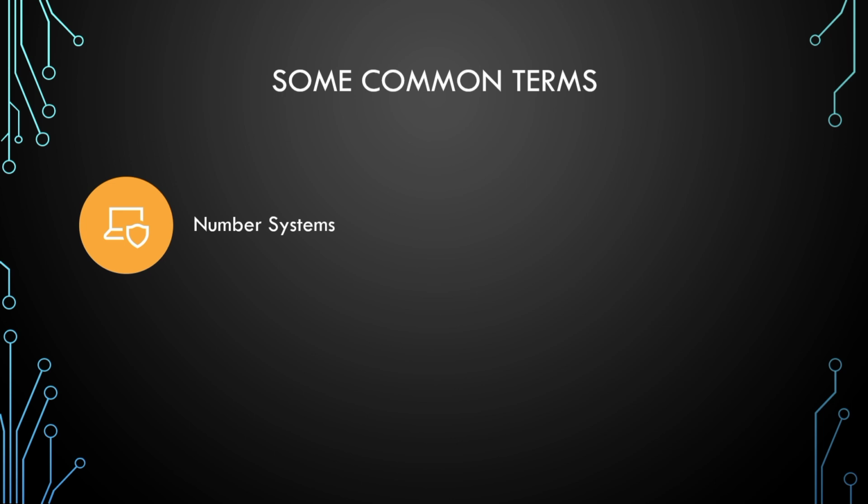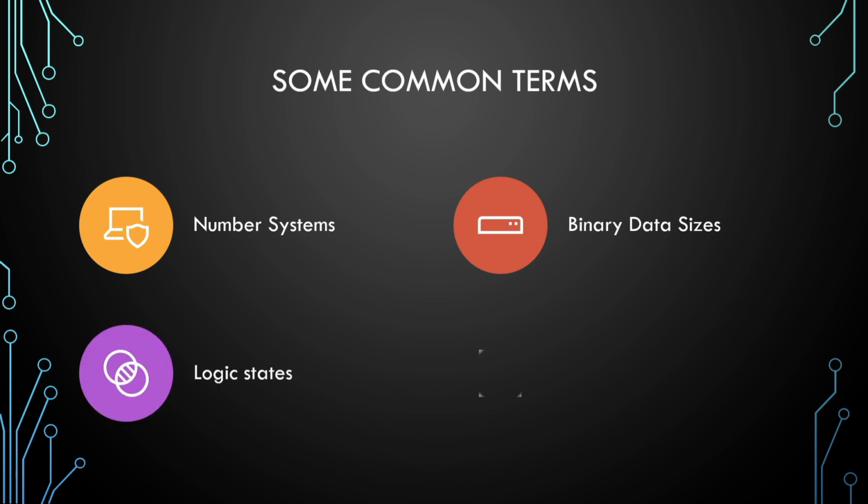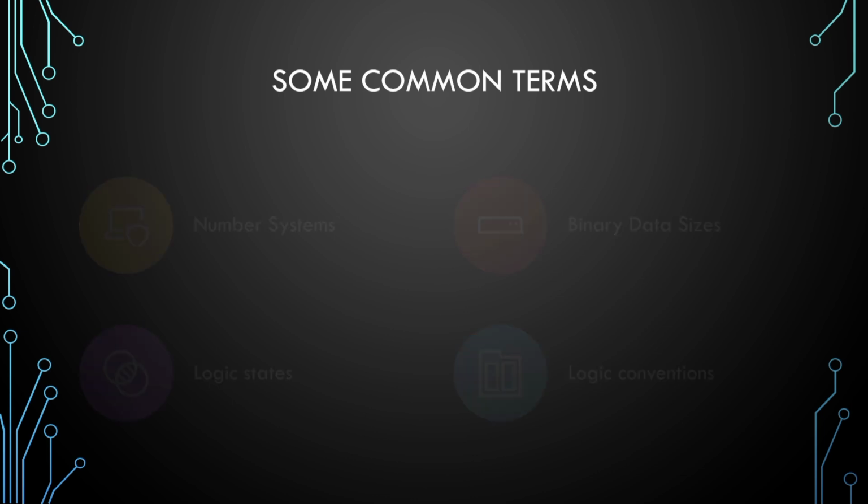First is the number systems. We are just seeing the basics of number systems and we are not going in depth. Then we are seeing the overview of binary data sizes, then logic states, and then logic conventions. Let us see them one by one.